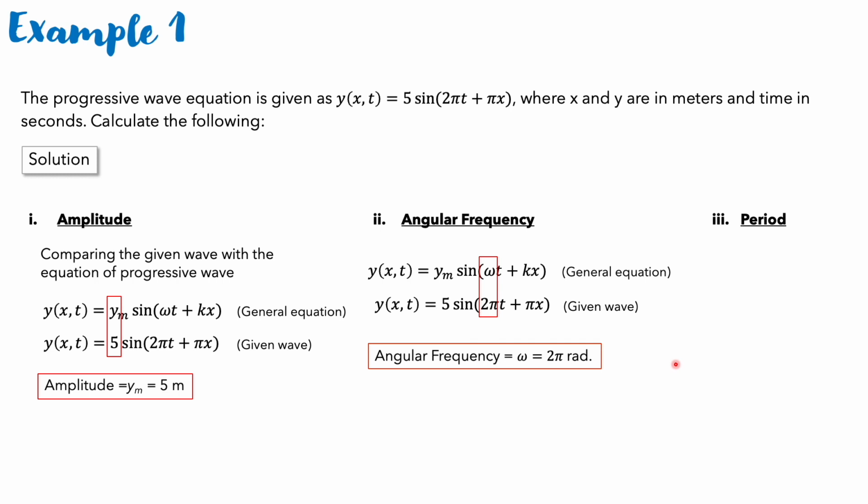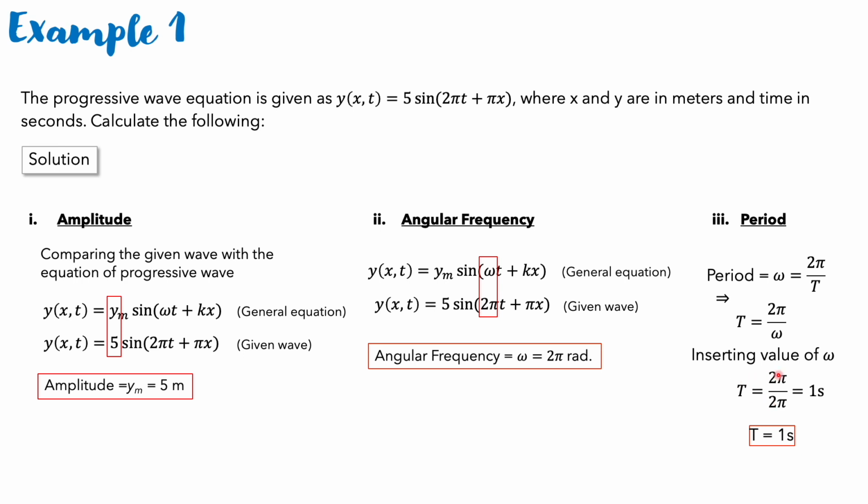Now the third is period. Period is actually the time period. So time period is represented like this. The angular frequency is equal to 2 pi over T, where T is the time period. Since we have found out already that omega is equal to 2 pi, T can be obtained from this formula by inserting the value of omega here.